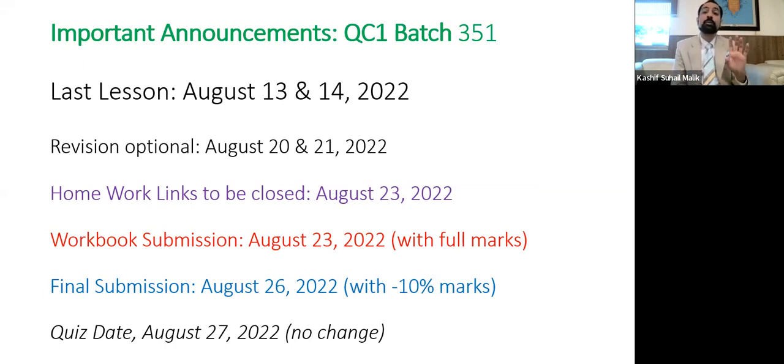And there is 15% weightage of the workbook for getting certificates. So with full marks, the last date is August 23rd. With minus 10% marks, the last date will be August 26th. And quiz date for the final quiz is August 27th. Please remember, on August 27th, a new course of English is also starting.